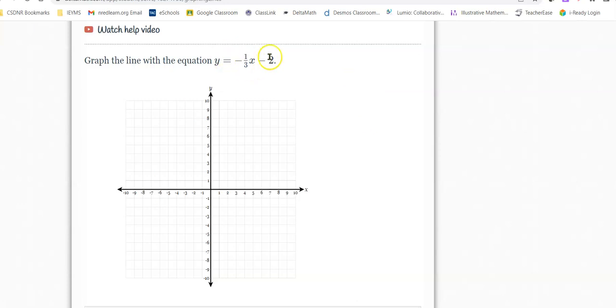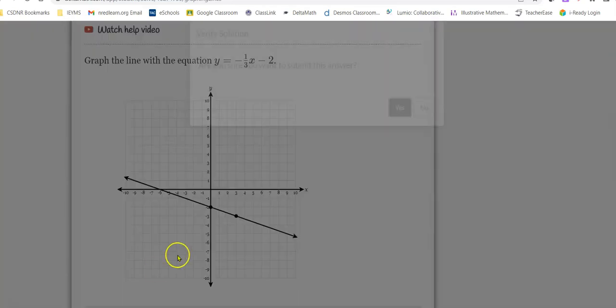So we're going to start graphing at -2, and then we're going to go -1, that means down, and positive 3, that means right. Down 1 over 3, down 1 over 3, down 1 over 3. It works every time.